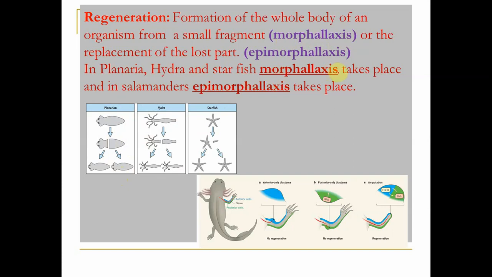But in the case of salamanders, which are amphibians with high regeneration power, if they lose any body part like a limb, the limb regenerates completely within a few days. Here only the lost part of the body can regenerate, not the whole organism. That's why it is called epimorphosis, and the other is called morphallaxis. So there are two types of regeneration.